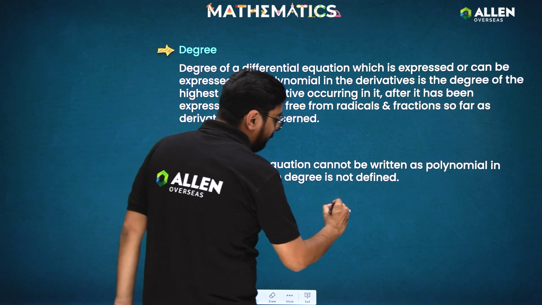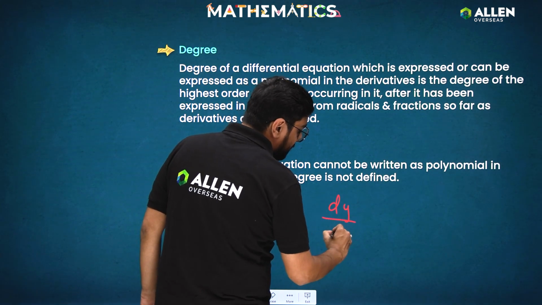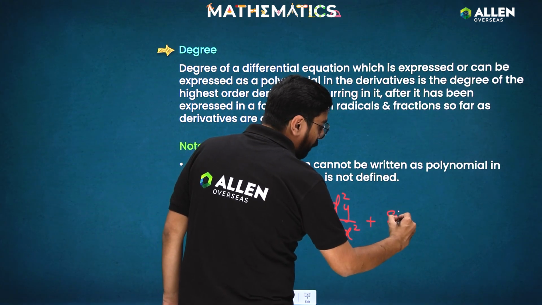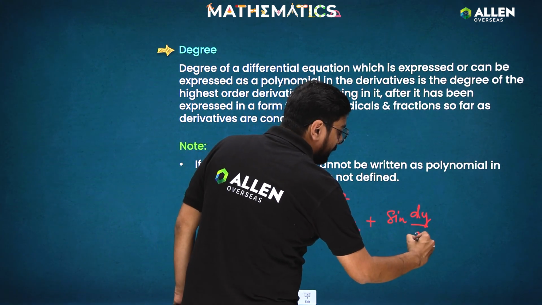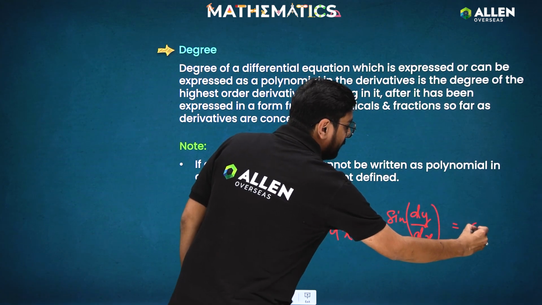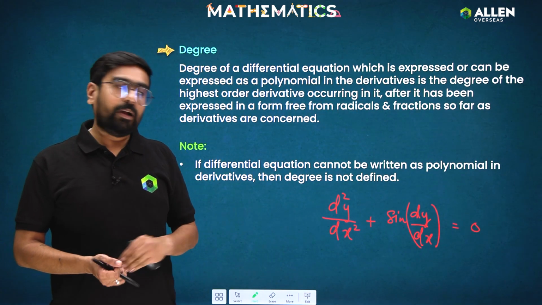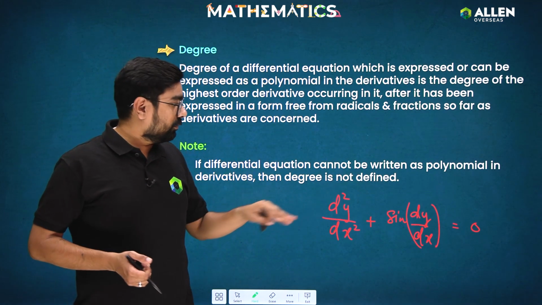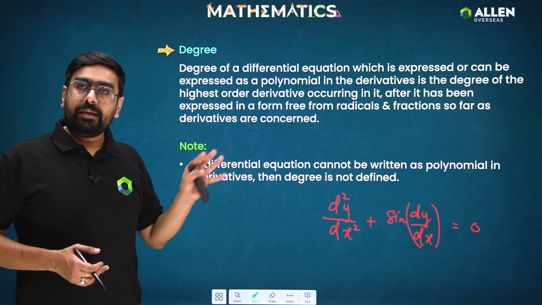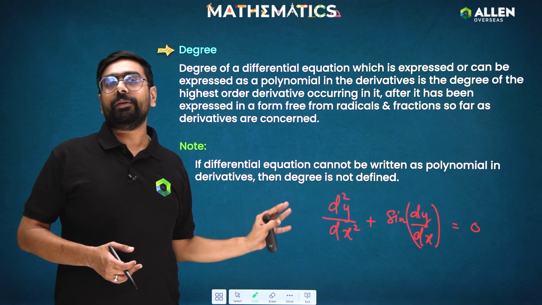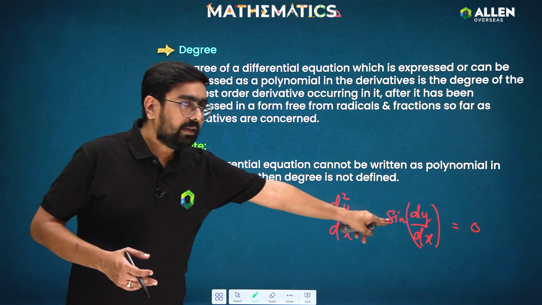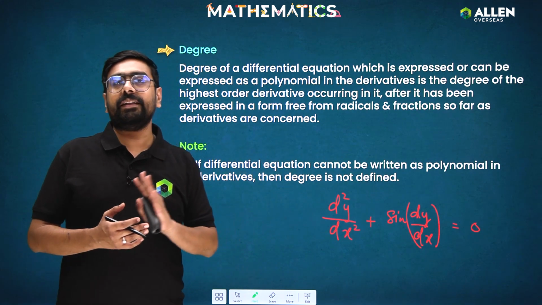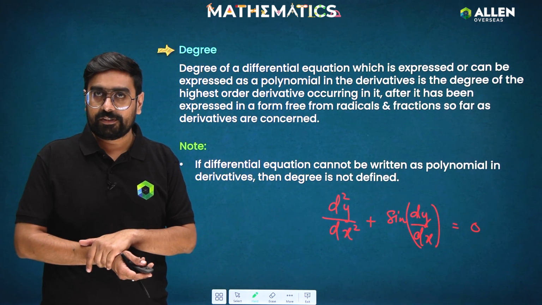For example, if I have a differential equation like this, d2y/dx2 + sin(dy/dx) = 0. Let's say this is my differential equation. Now I know the order over here will be 2, but degree is not defined because all the terms should be expressed as polynomials in derivatives. But here dy/dx is coming as the angle inside the sine. So here we cannot define the degree of this differential equation.